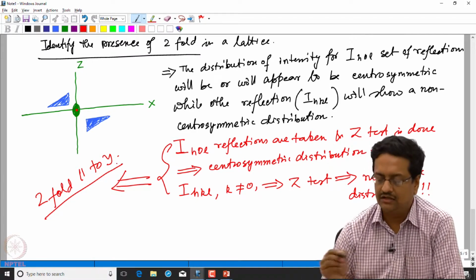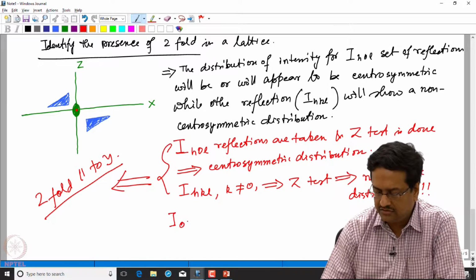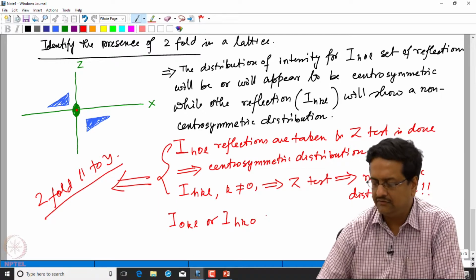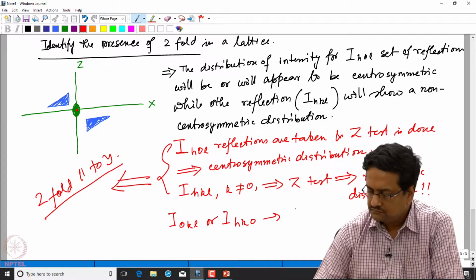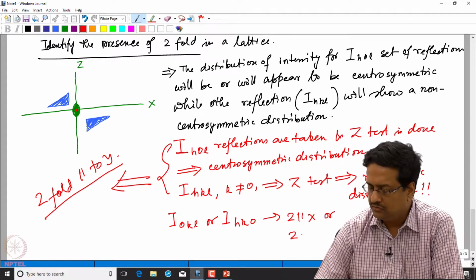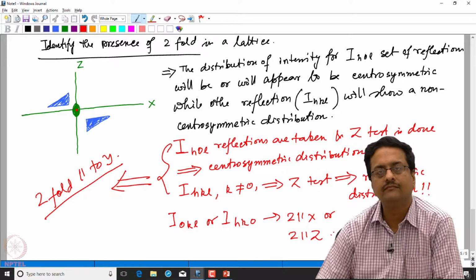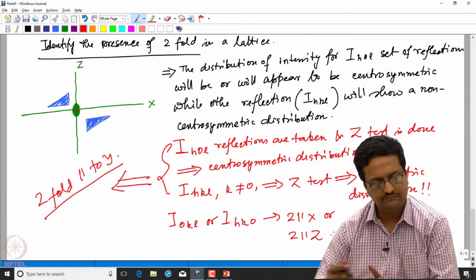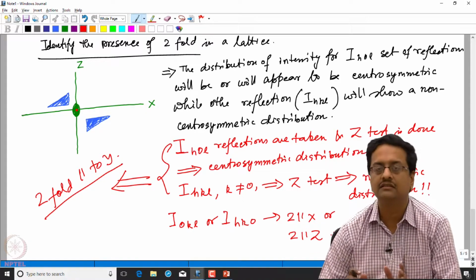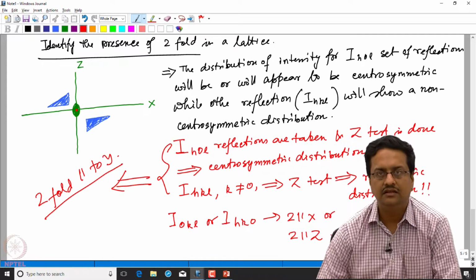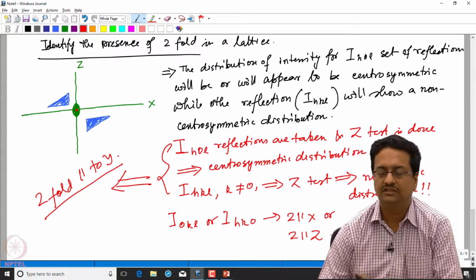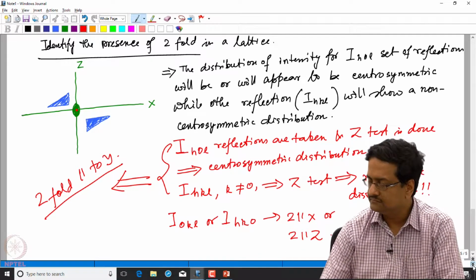In the same manner, one can look at I(0KL) or I(HK0) sets of reflections to find the presence of a twofold parallel to x or a twofold parallel to z. So by looking at the distribution of intensities for the different sets of H0L, 0KL or HK0 reflections, one can identify the presence of a twofold in a lattice.